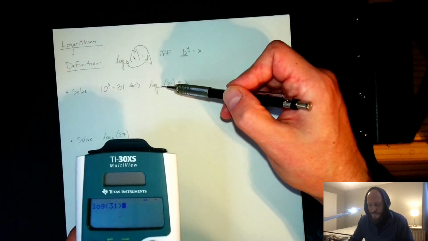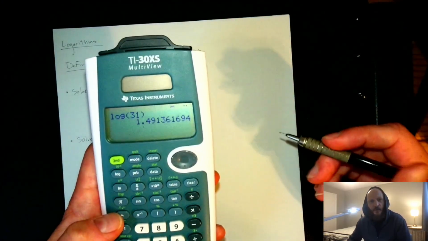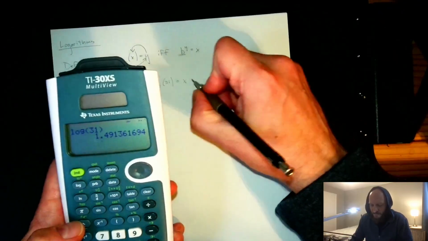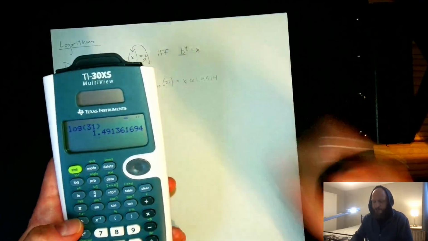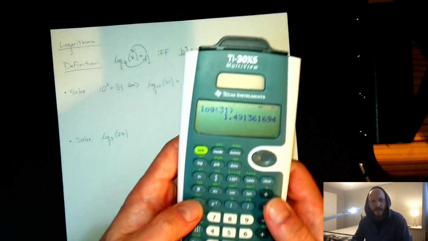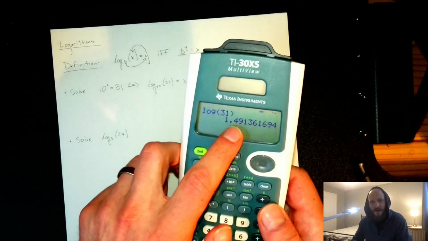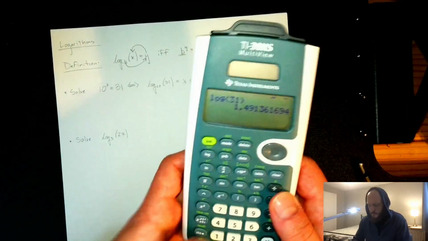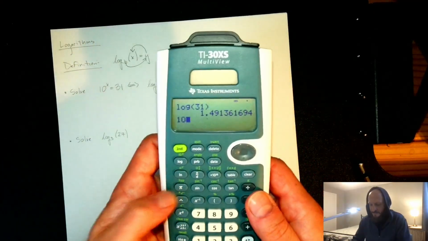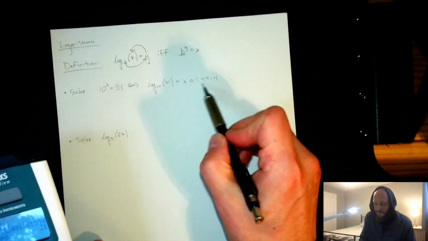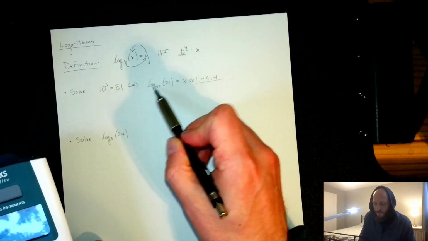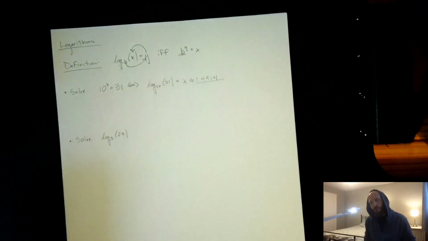So in this case, we have log base 10 of 31. Log of 31 is about 1.4914. How can we be sure of this? Well, what this is saying is that 10 raised to this number should be 31. So let's check. 10 raised to that number comes out to exactly 31. So x is 1.4914, or log base 10 of 31 is 1.4914.